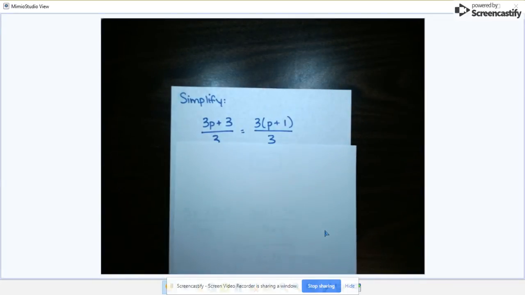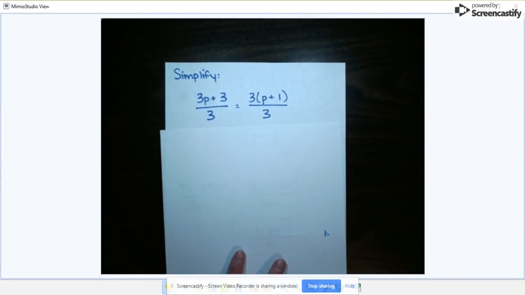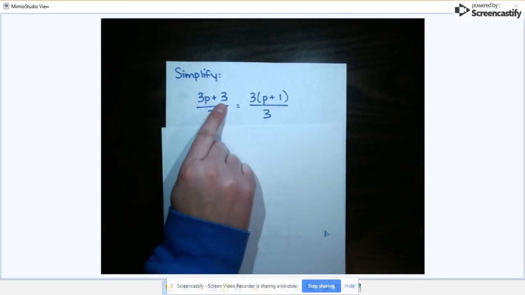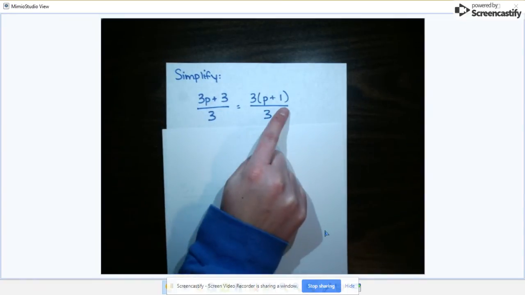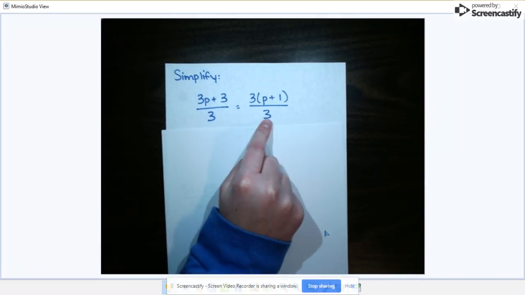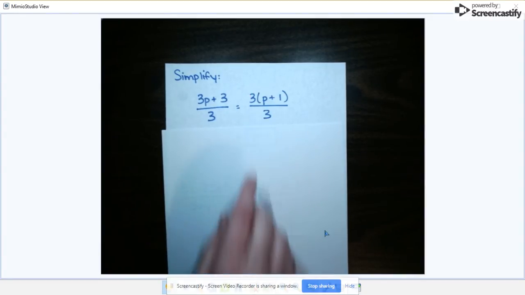Last sort of problems that we're going to deal with, we'll have something that looks like this. So 3p plus 3 over 3. So we want to factor the numerator. You can take a 3 from both of these terms. That leaves you with 3 times p plus 1. Then our goal is to simplify, so you can cross those 3's out, and that leaves you with p plus 1.